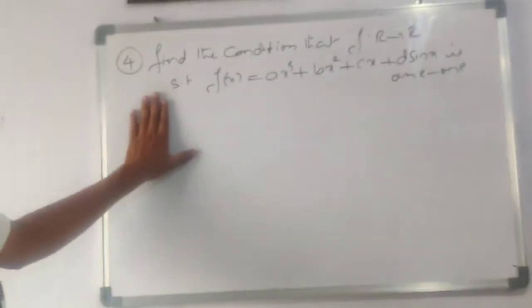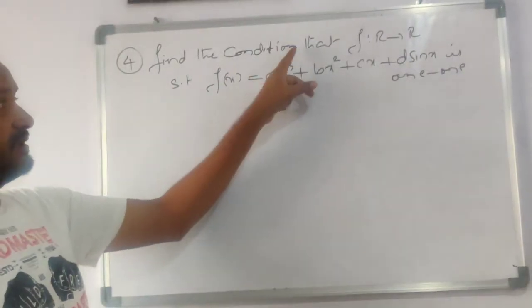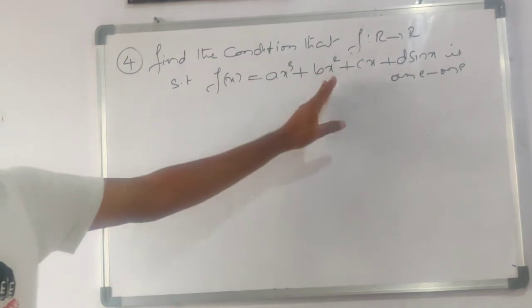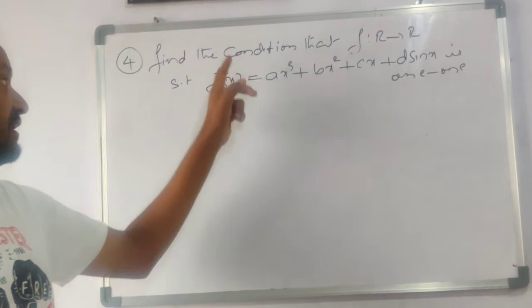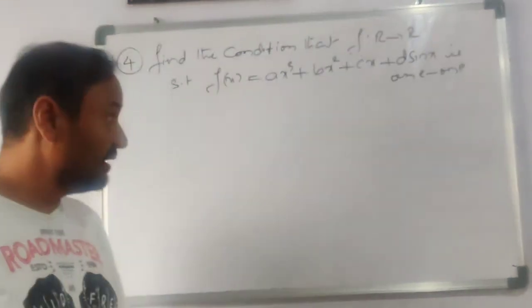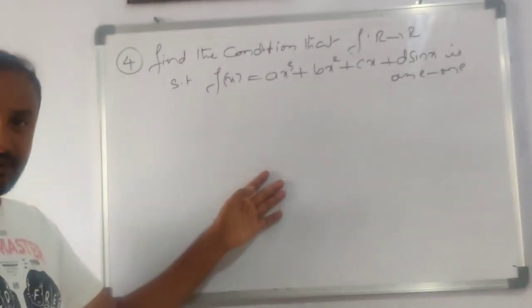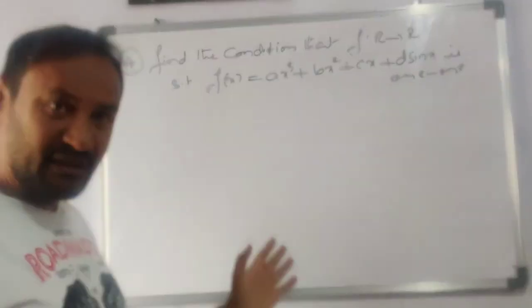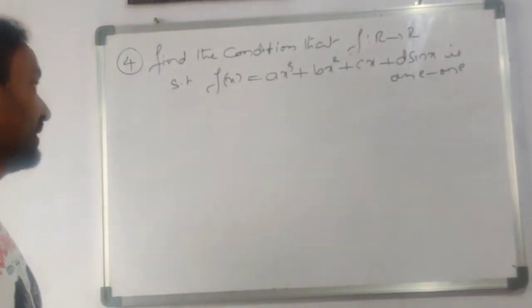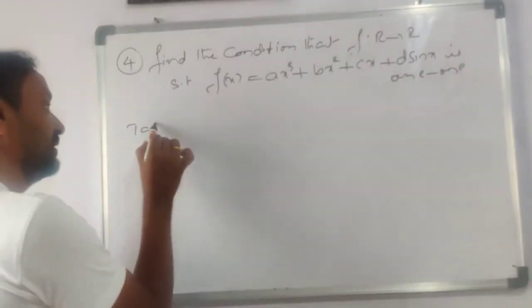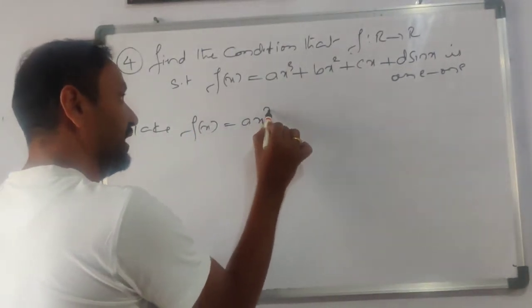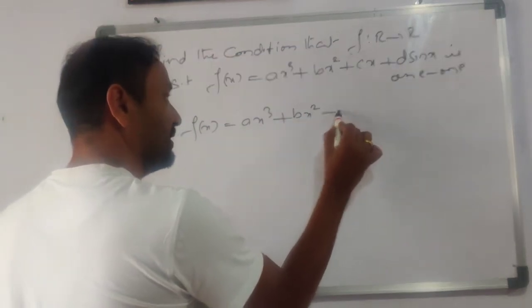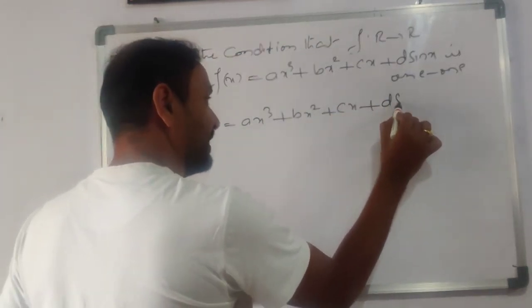So take another problem: find the condition for f from R to R such that f of x is 1-1. If f is 1-1, then find out the condition between a, b, c, d. And also we know if f is 1-1, it is either a strictly increasing function or a strictly decreasing function. So take f of x equal to ax cube plus bx square plus cx plus d sin x.